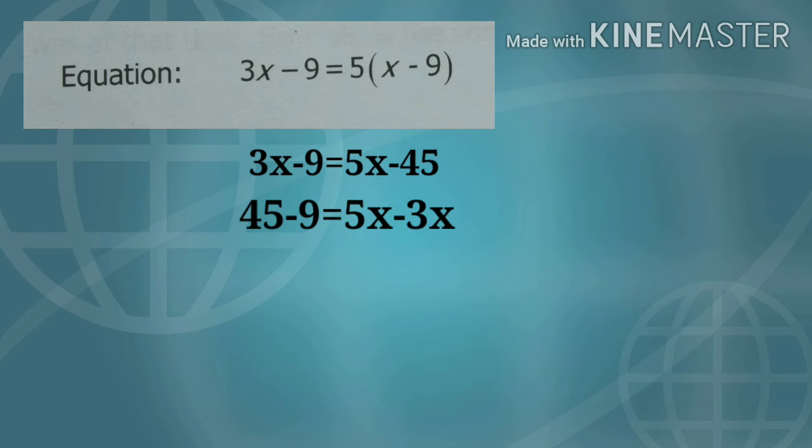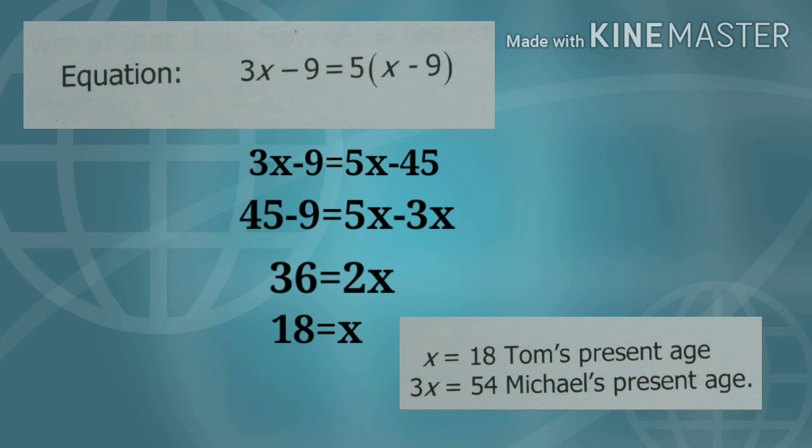Then, by the addition property of equality, we add 45 to both sides and subtract 3x from both sides also. So, on the left side, it becomes 45 minus 9, and on the right side, it becomes 5x minus 3x. Then, 45 minus 9 is 36. 5x minus 3x is 2x. Then, we divide both sides by 2. So 36 divided by 2 is 18, and 2x divided by 2 is x. So now our answer is 18, Tom's present age.